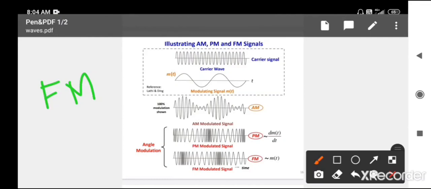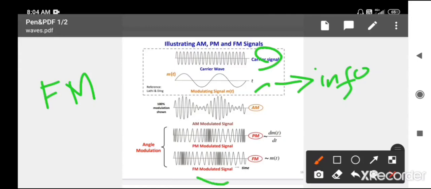Here the first figure we can see is a carrier signal. The carrier signal has a high frequency but contains no information. The second is a modulating signal or the message signal. It is a low frequency message signal but it contains useful information. Here we can see the FM modulated signal. When the carrier signal and the modulating signal combine, we get this FM modulated signal.